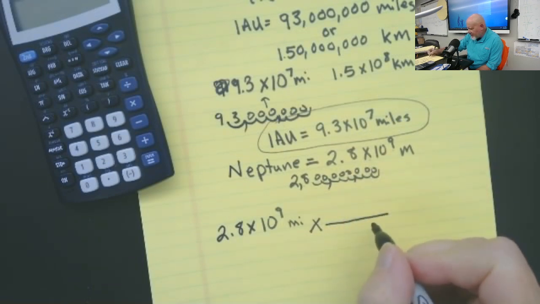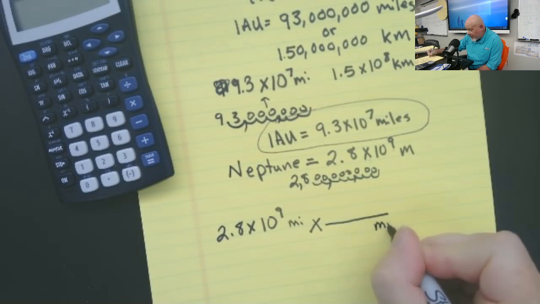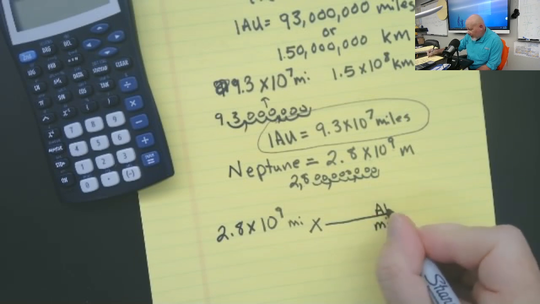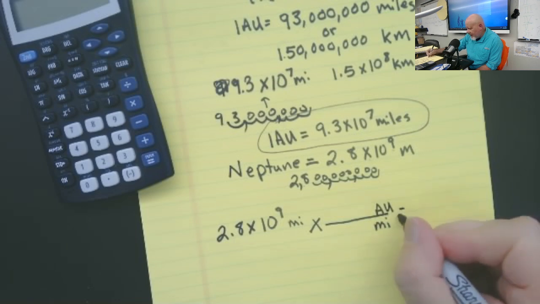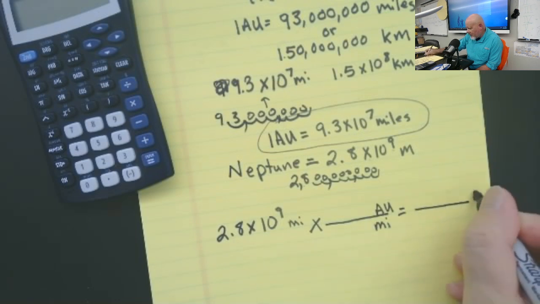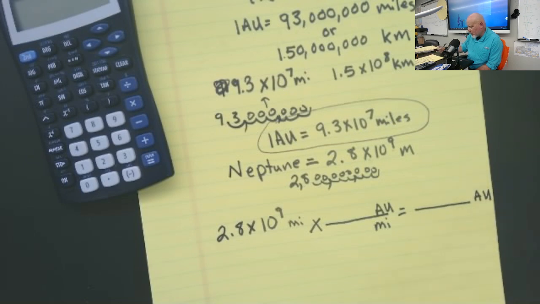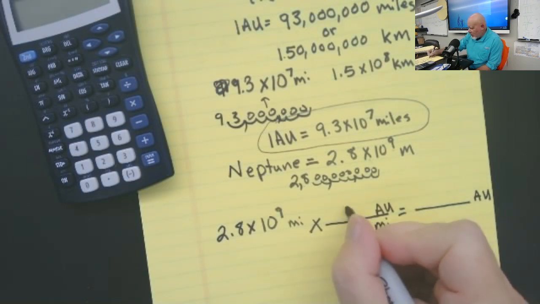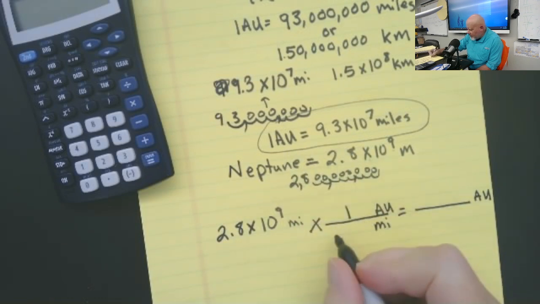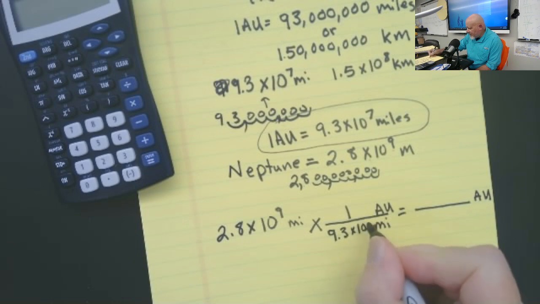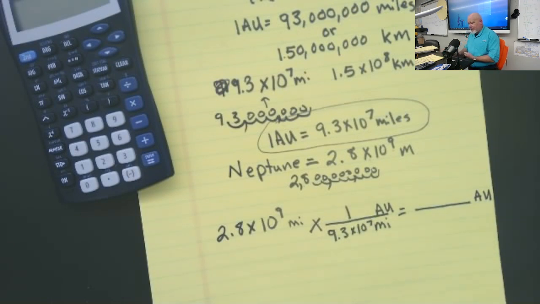So we're going to put this as a fraction. Make sure miles is down below. AU, astronomical units, is up on top because I want my answer to be in AU. All right? So 1 AU is equal to 9.3 times 10 to the 7th power.